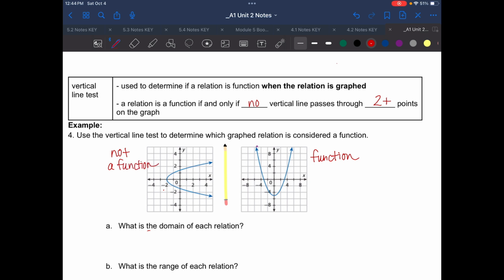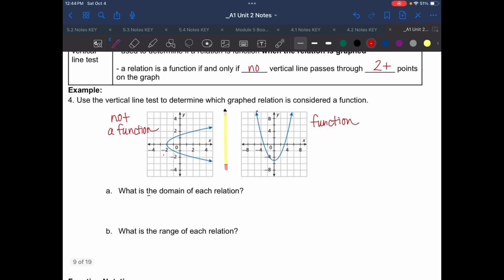So then we got 2 more questions down here. What is the domain of each relation? And what is the range of each relation? So the domain, again, is all possible x values. So the domain of, well, let's look at the first one. Call that 1. So for the first graph, your domain, possible x values, so I'm looking at my x-axis here.